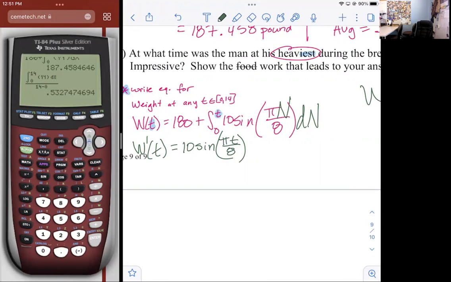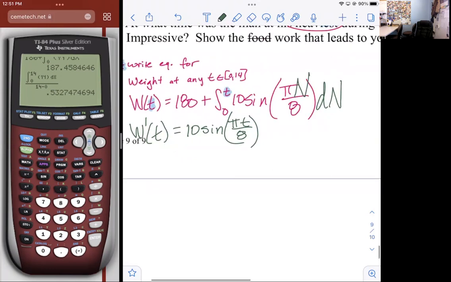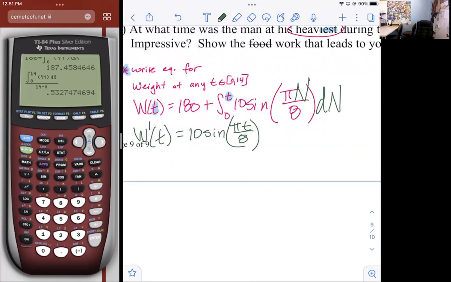Well, that's t right there. Yeah, that's t. When you take the derivative, it goes back to the original variable. All right, now it's a calculator question. I want to know where this thing, it's never undefined, so I want to know where it's equal to 0.